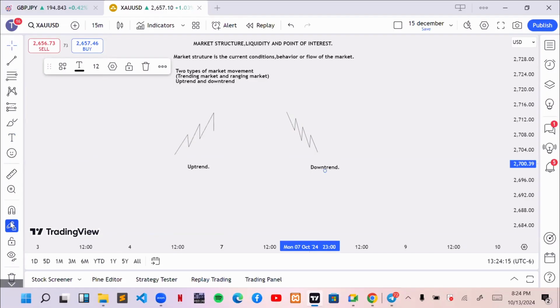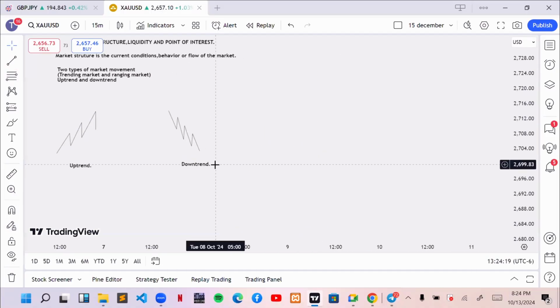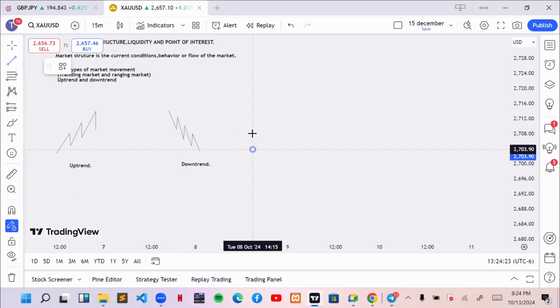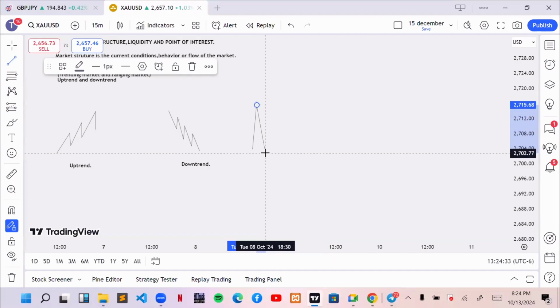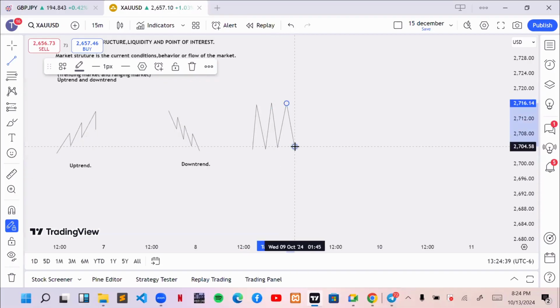And then the third type of market movement is the ranging market. So a ranging market looks a bit like this. It's when the market moves from one range to another. It can be from support to resistance, from resistance back to support, from support back to resistance, and then from this back to this. So this is what a ranging market is.